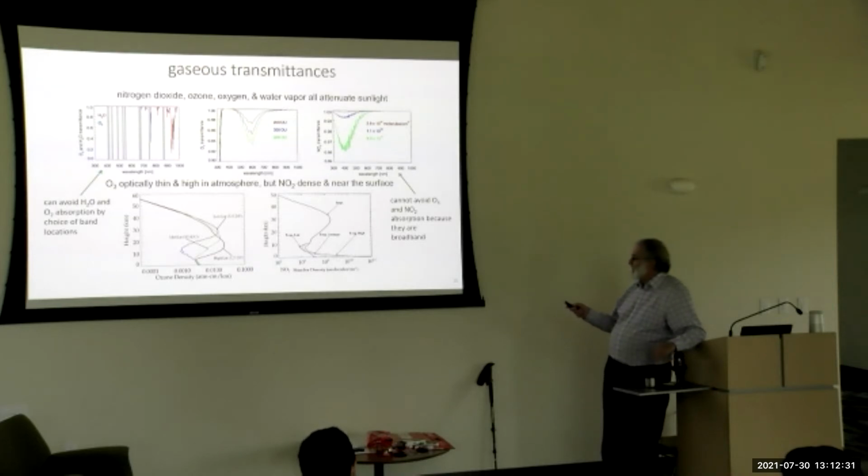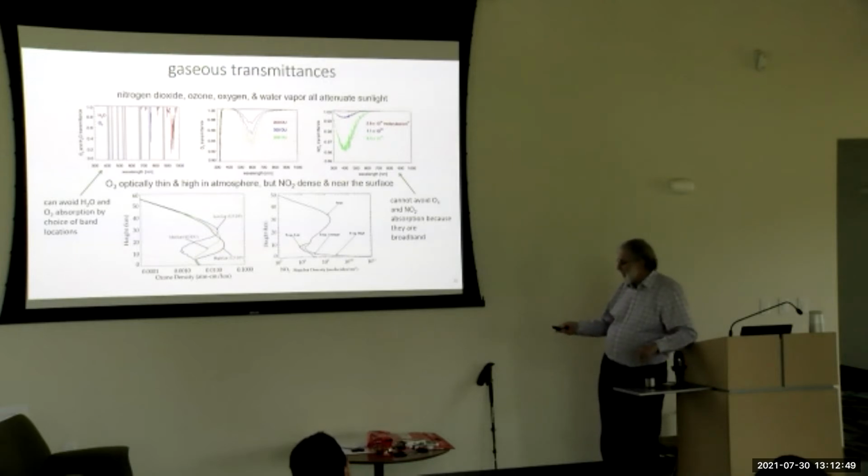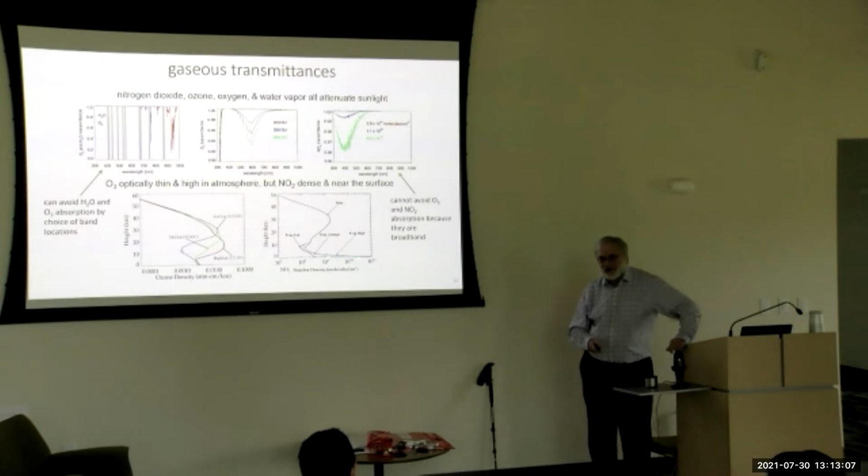Same thing here. Here's nitrogen dioxide. It's a very broadband effect, more down in the UV and up to about 550 or 600 nanometers. So there's no way to avoid the effects of nitrogen dioxide absorption. And here's just some atmospheric profiles of what those things look like. The ozone maxima tend to be up at like 10 or 20 or 30 kilometers. The nitrogen dioxide maxima are all right at the surface because that stuff comes out of smokestacks and car exhaust.